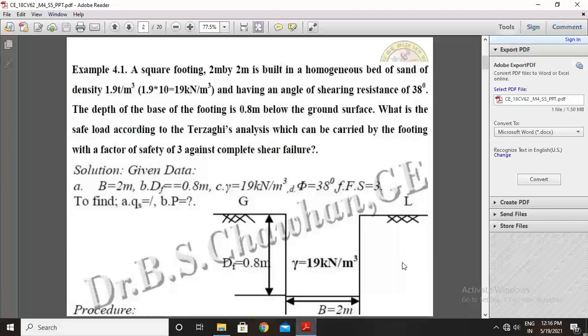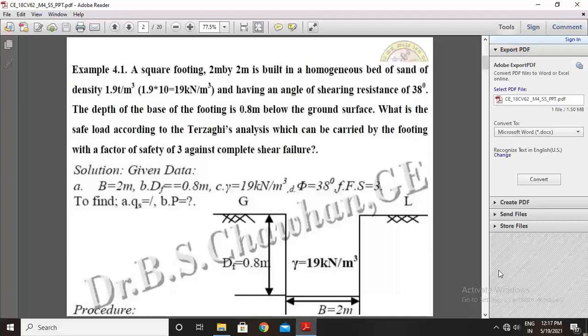Solution. Given data. Here you write which data are given in the problem. B is 2 meter, Df is 0.8 meter, gamma is 19 kilonewton per cubic meter, phi is 38 degrees, Fs is 3. Then to find: safe load, how much, and safe bearing capacity equal to how much.